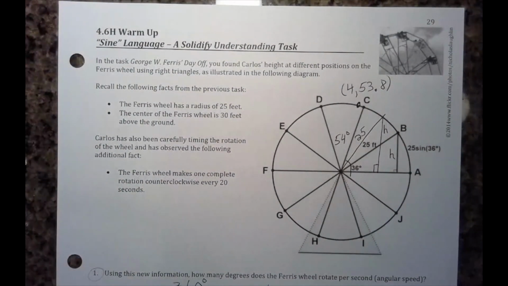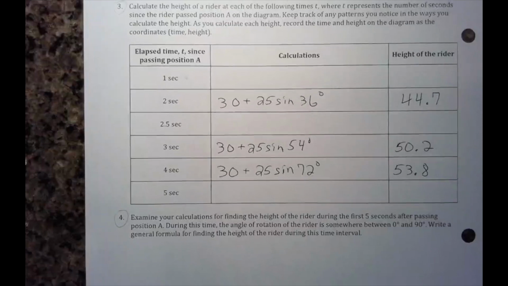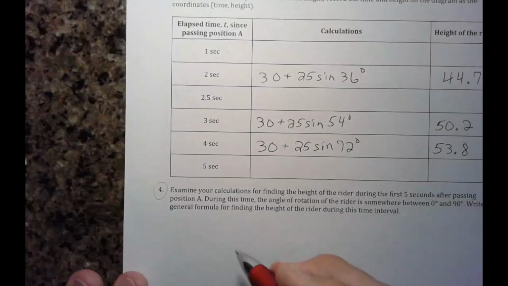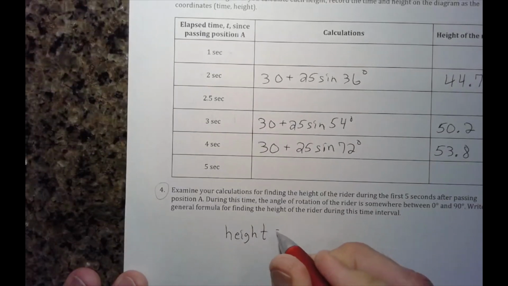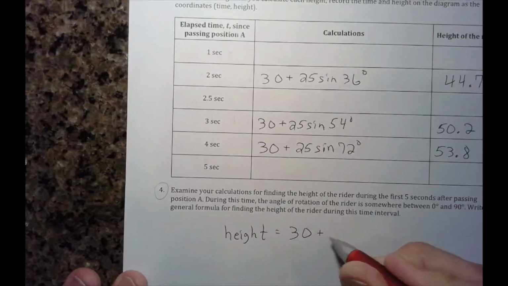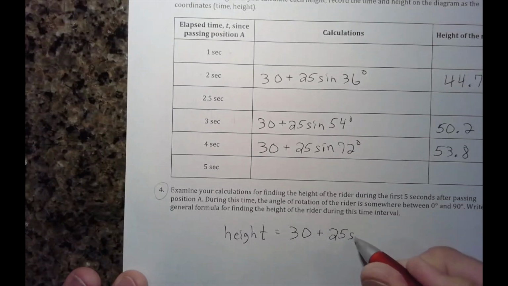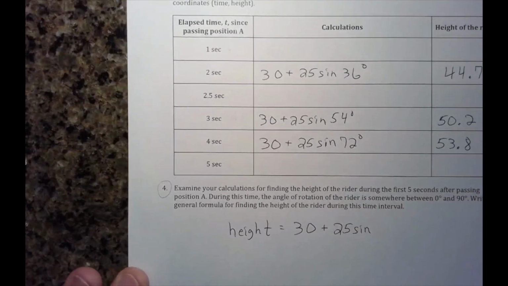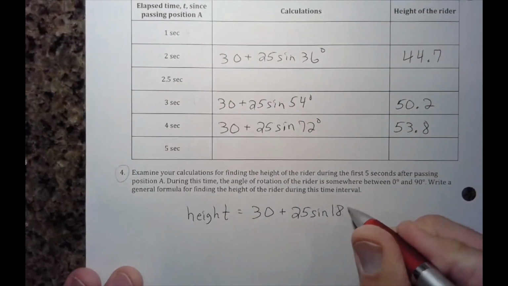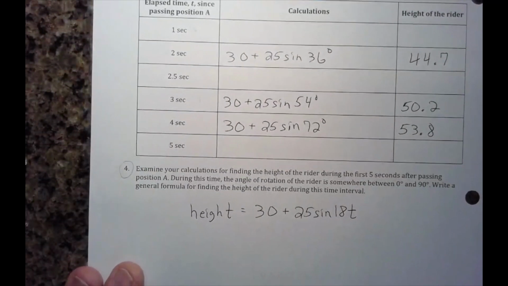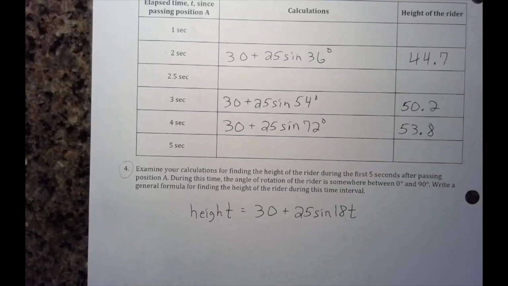So those are all just points on that Ferris wheel. One point representing time, the x value in a sense, and then the other value, the y value, representing the height. So notice there's definitely a pattern to this. How are we finding the height of the rider as the rider goes around this Ferris wheel? It is 30 plus 25 times the sine, and then based on when the rider is rotating around, it was 18 degrees per second times whatever that time was. So that can be an equation you can use to find the height of the rider for this particular Ferris wheel.